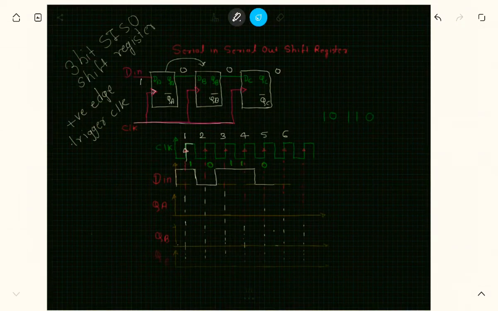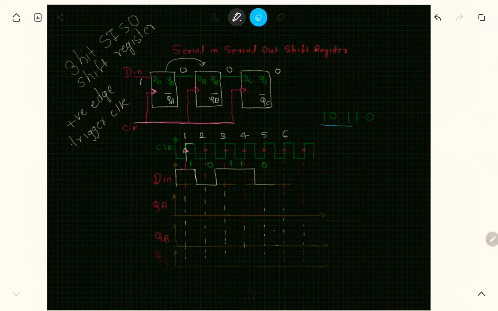Today we are going to see how to plot the waveforms in a serial out shift register. Here a 3-bit serial out shift register is considered. The clock signal is applied, and the same clock is applied to all the 3 flip-flops. As it is a 3-bit shift register, 3 D flip-flops are used here.